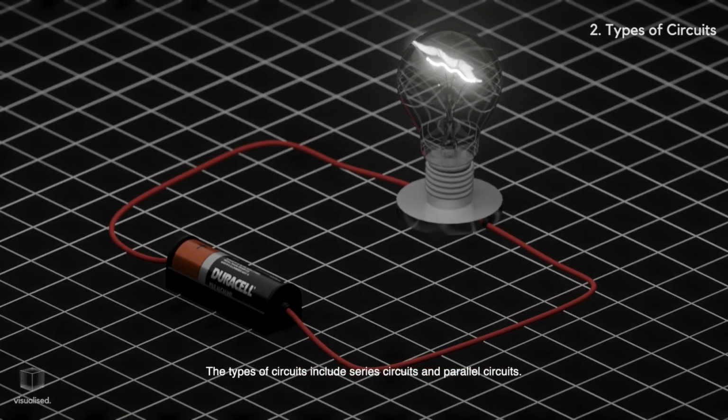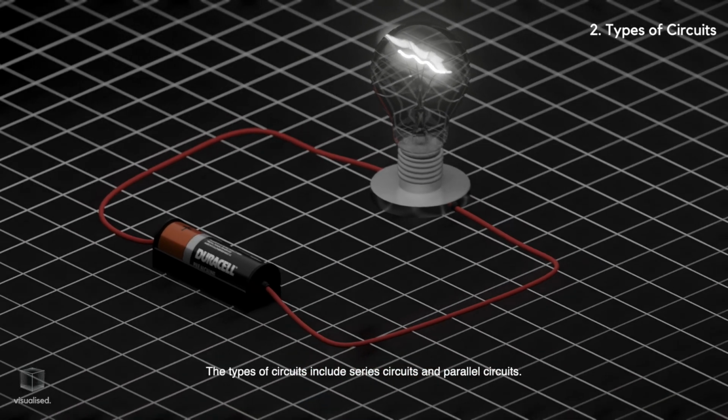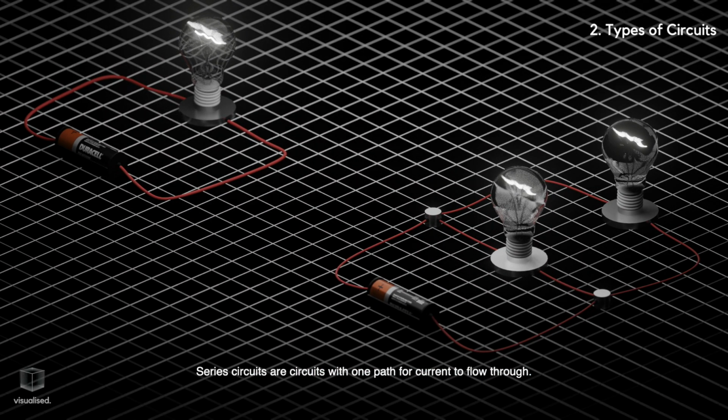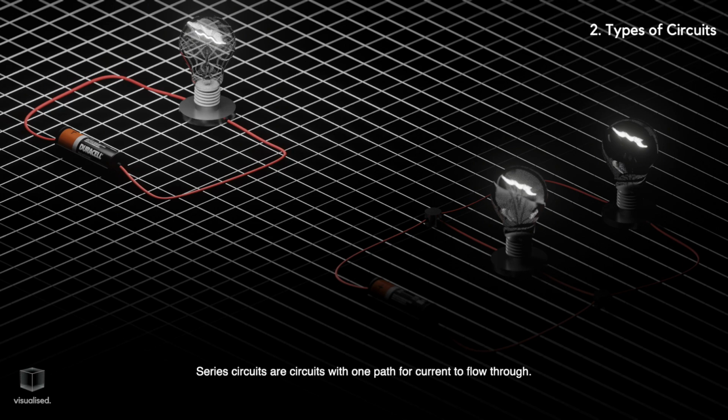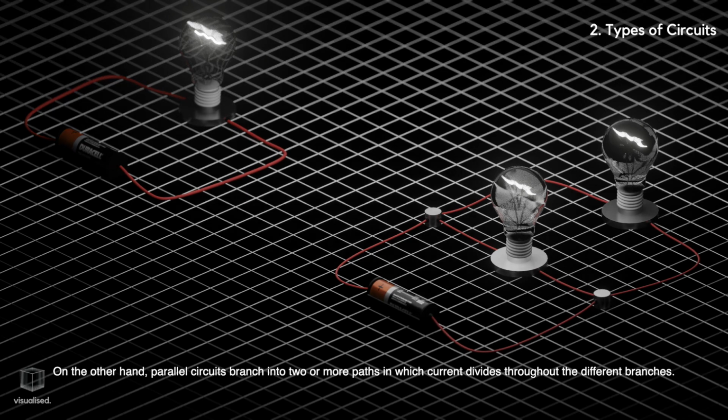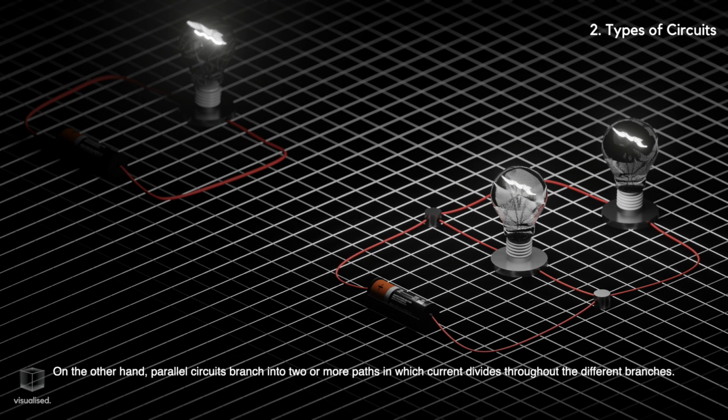The types of circuits include series circuits and parallel circuits. Series circuits are circuits with one path for the current to flow through. On the other hand, parallel circuits branch into two or more paths in which current divides throughout the different branches.